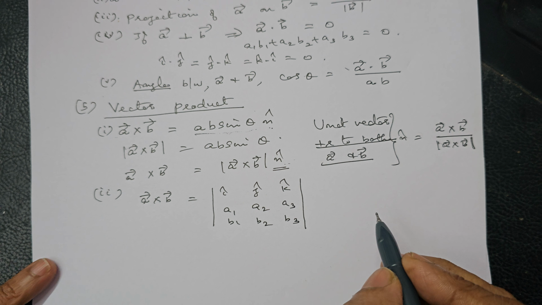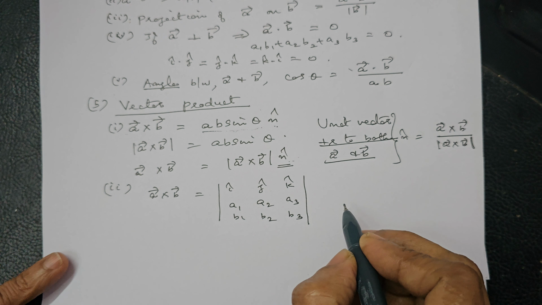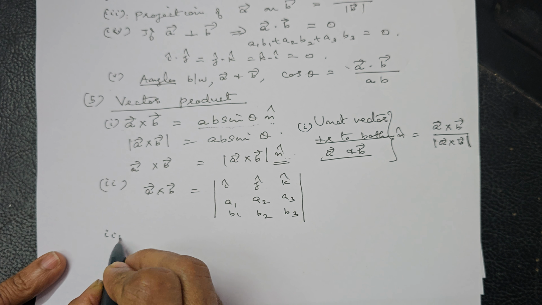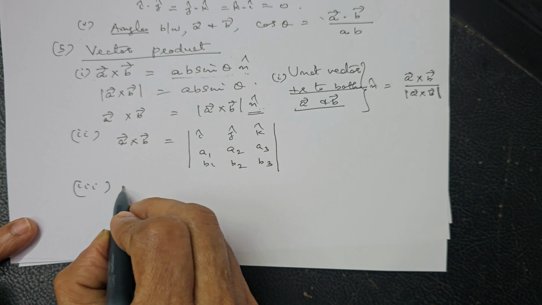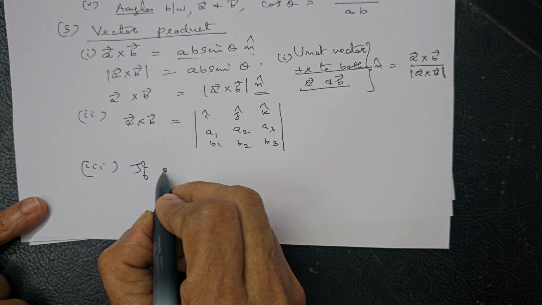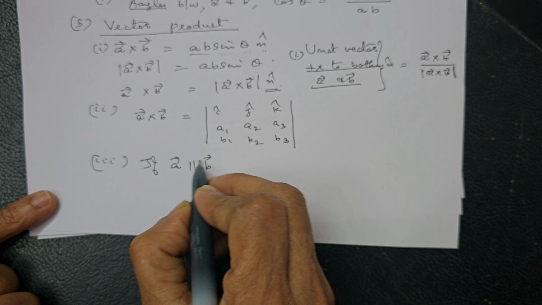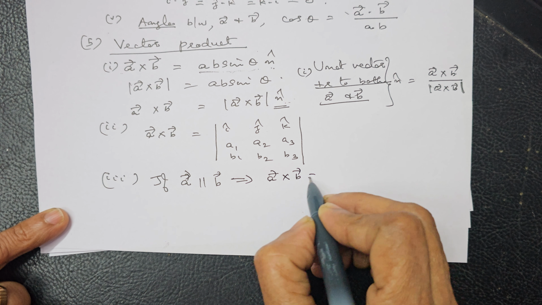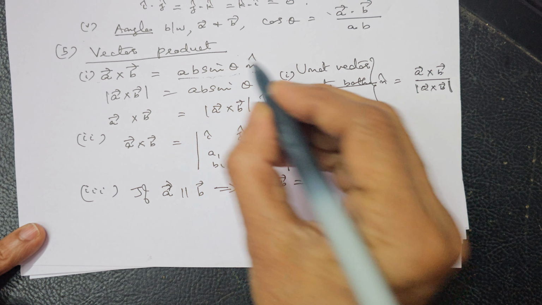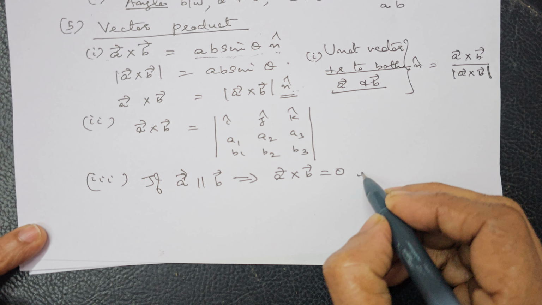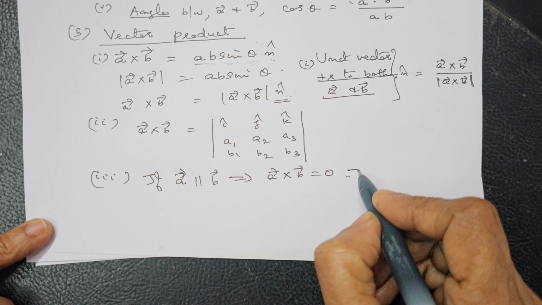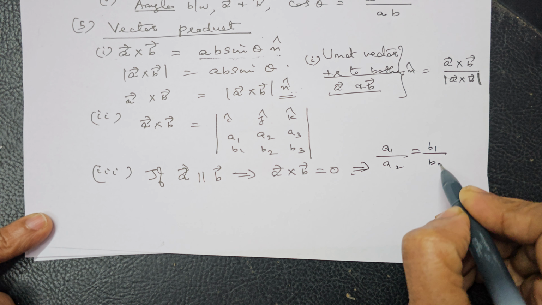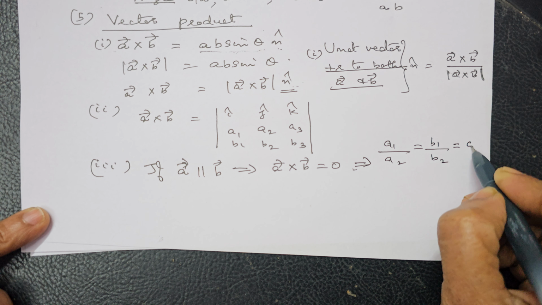Now what are the applications? The first application is that this unit vector you can find. The next application is we can find if two vectors are parallel or collinear. If A is parallel to vector B, then it means that A cross B is equal to 0, because sin 0 is 0. Or in terms of its components, you can also say that A1 by A2 is equal to B1 by B2 is equal to C1 by C2.